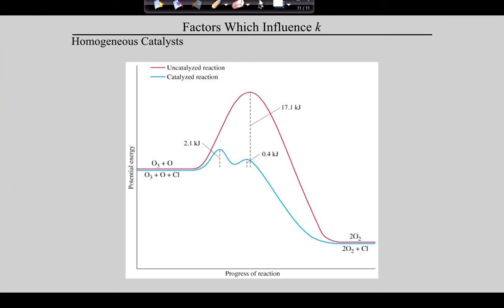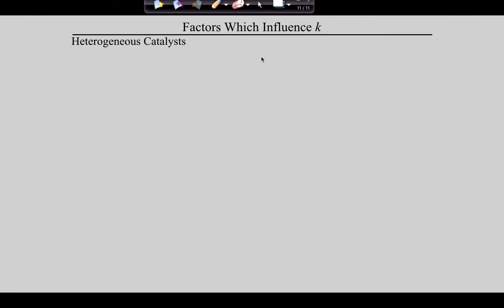Let's talk heterogeneous catalysts. And I don't know how I'm going to do this. Let me try this. If I just shut this, can I click? Can I draw? Okay, guys, I'm going to stumble through this, but I can't use my mouse anymore, so I offer no guarantees.